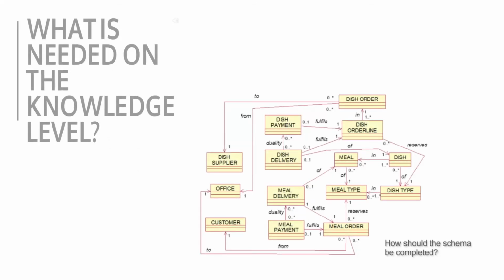In the REA ontology, there is a distinction between economic resources and economic resource types. Applied to this case, we distinguish between meal and meal types, as well as between dishes and dish types. The meal order will then reserve a certain meal type, while a dish order line reserves a dish type. And this concludes the example.